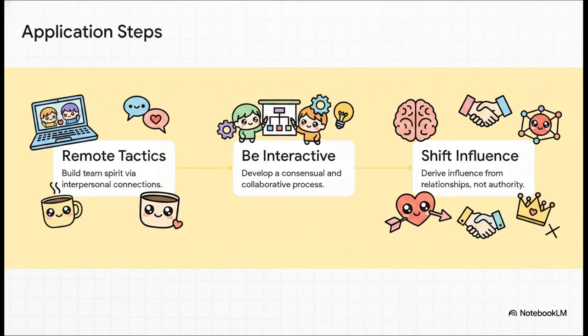Step 2, apply interactive leadership. Develop a consensual and collaborative process. Instead of unilaterally dictating a brand new schedule from on high, hold a digital workshop and let the team build the new workflow together. And step 3, consciously shift your influence to derive from relationships. Use your referent and expert power rather than formal authority. By relying on collaboration rather than immediately punishing them with coercive power like bad performance reviews, you stabilize the team, you rebuild trust, and you generate genuine reciprocal influence.